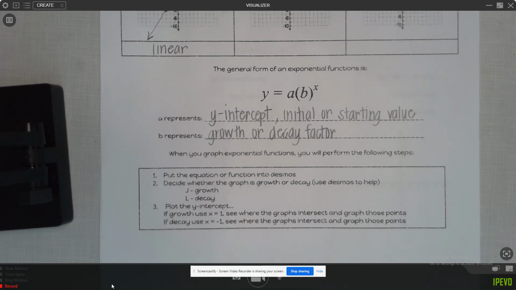Now, I have steps for which we're going to use to graph these. Step 1, what does it say to do? Put it in Desmos. Step 2, what does it say to do? Decide whether the graph is growth or decay. Growth. Desmos said. Growth is what letter? J. Decay is L. And then you're going to plot the y-intercept, and then you're going to use 2 points. Yes? Here we go. We're on to the back of the paper.